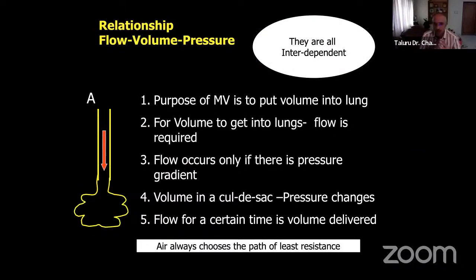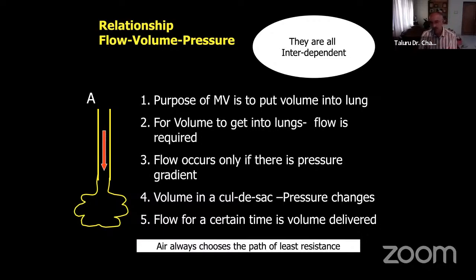This is important. You have to understand the alveolus is a cul-de-sac, meaning that there is no flow-through system. The air has to go through the same tubes and come out through the same tube. So whenever you put a volume into a cul-de-sac, pressure will change. Depending upon the compliance, or the flexibility of the alveoli, the pressure changes will be proportionate. People can say compliance, elastance. Your basic understanding should be, if the lung is stiffer, for a smaller volume the pressure changes more.